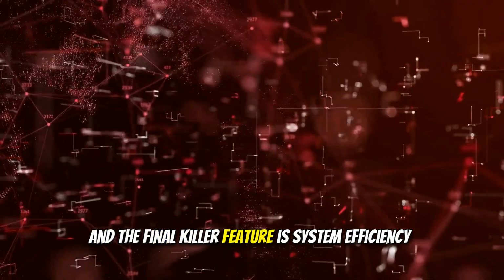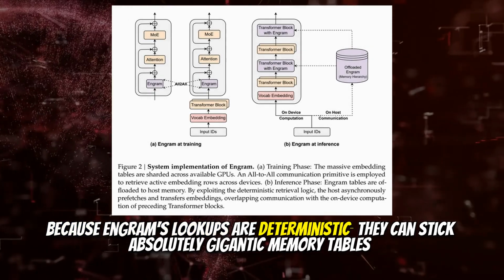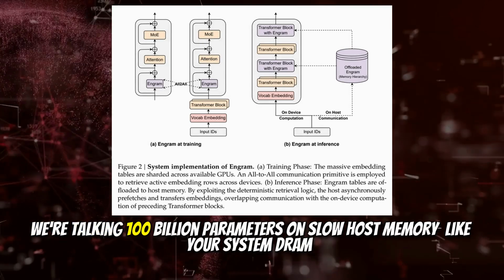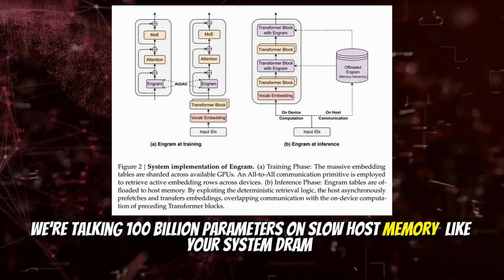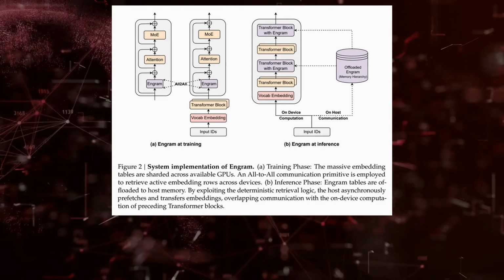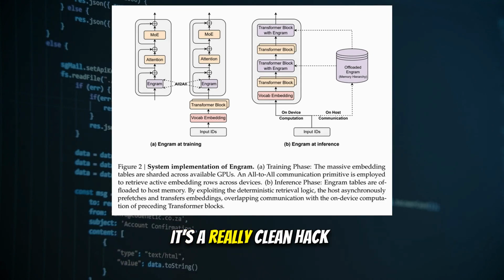And the final killer feature is system efficiency. Because Engram's lookups are deterministic, they can stick absolutely gigantic memory tables. We're talking 100 billion parameters on slow host memory, like your system DRAM. And the inference hit is tiny, less than 3%. So you can basically bypass the GPU's high bandwidth memory bottleneck. It's a really clean hack.